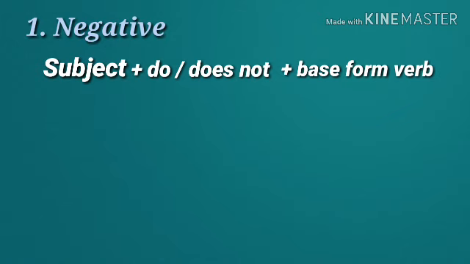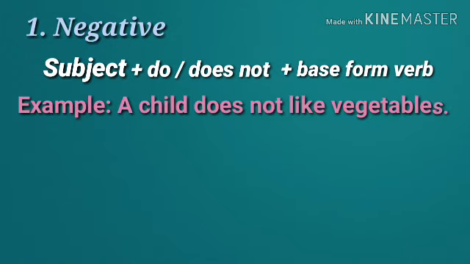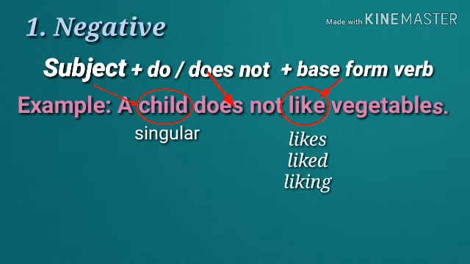For example, a child doesn't like vegetable. So as you can see, you have the subject, child, which is singular. So it's followed by does, not, and the base form verb, like. You don't say likes, you don't say liked, you don't say liking, only like. As I said, we use the base form of the verb after does or do.